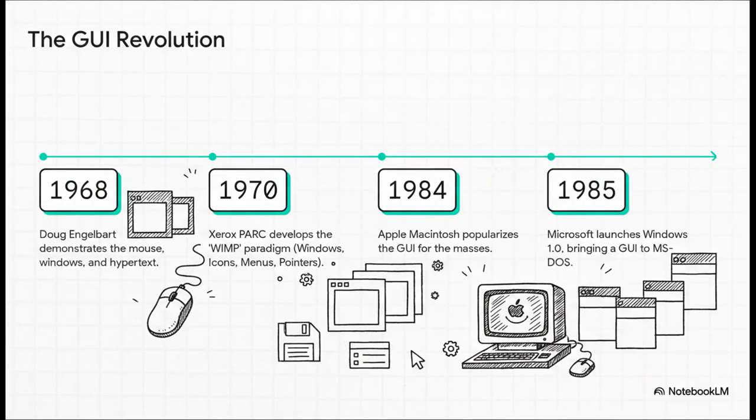I mean, really fast. It all kicks off in 1968 with Doug Engelbart's legendary Mother of All Demos, where he shows off the mouse and windows for the first time. Then in the 70s, the geniuses at Xerox PARC refined this into the WIMP system. That's windows, icons, menus, and pointers, which is literally the foundation of everything we use today. And then boom, 1984, Apple's Macintosh brings the GUI to everyone, followed just a year later by Microsoft's Windows 1.0. The visual revolution was on.